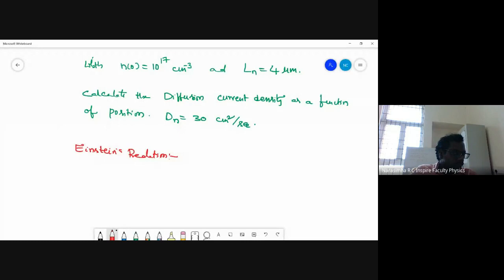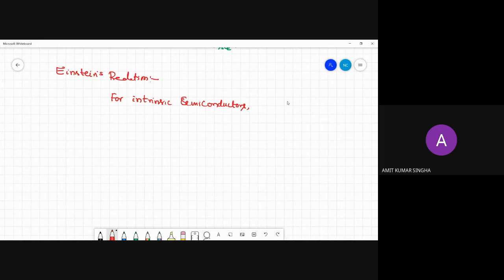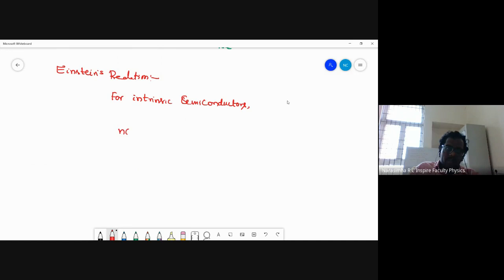Okay, so I'm going to derive the relation between diffusion coefficient and the mobility. These relations are called Einstein's relations. Here I'm interested only in intrinsic semiconductors. Do you remember what an intrinsic semiconductor is? The concentration of electrons and holes are equal. Yes, so there will not be any dopants. In my previous class, I derived the charge carrier concentration expressions. Do you remember?